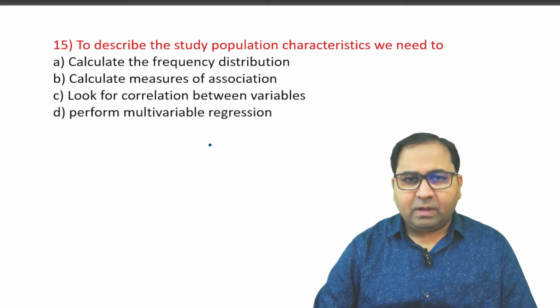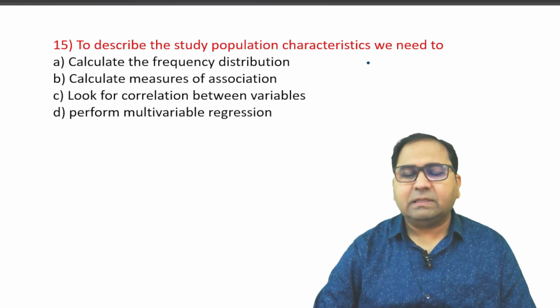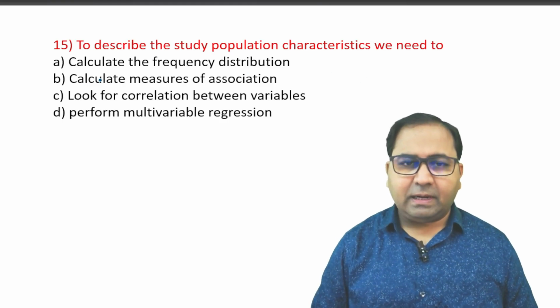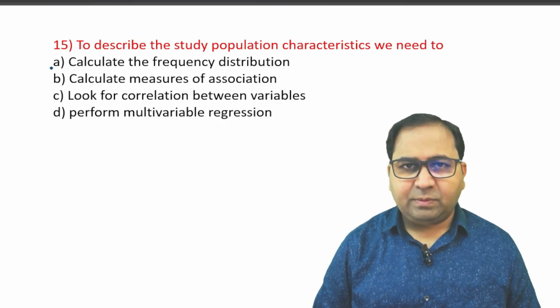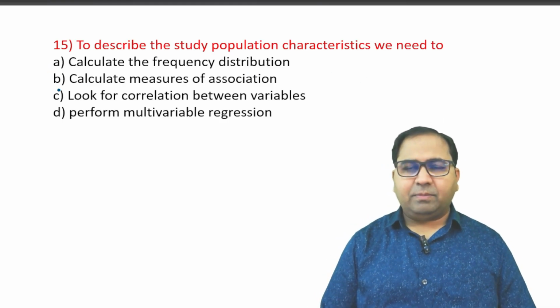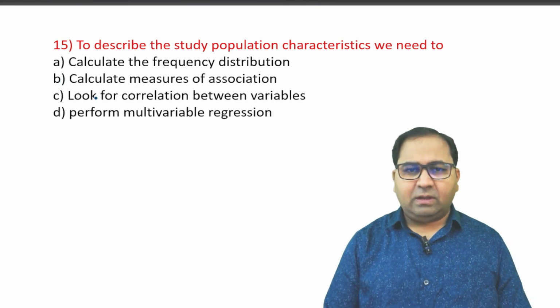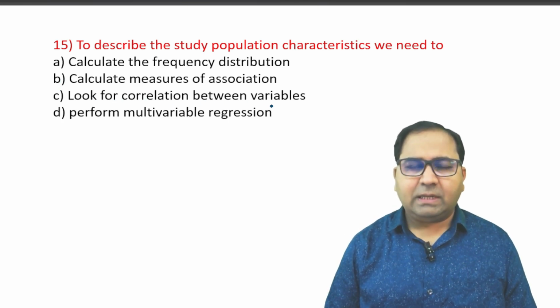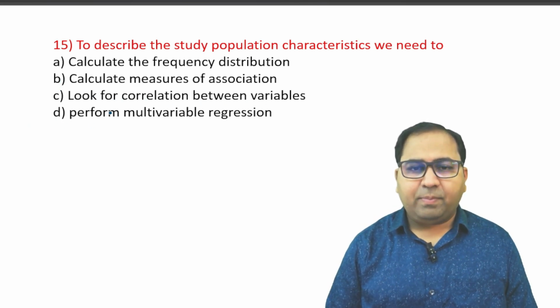Next question. To describe the study population characteristics, we need to do what? The options are A. Calculate the frequency distribution, B. Calculate the measures of association, C. Look for correlation between variables, or D. Perform the multivariable regression.